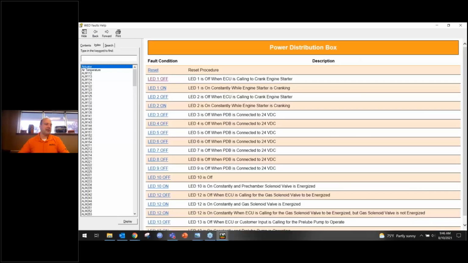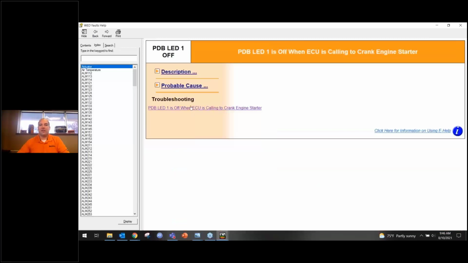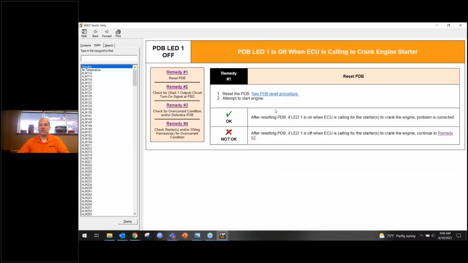But then the other one that we wanted to look at is the power distribution box. Within the power distribution box, remember, we've got the ones that have that series of lights that are in there. Well, when should they be on and when should they be off? In this case, it says LED 1 should be off when the ECU is calling to crank the engine starter. It should be on when it is actually cranking. So here's our quick little troubleshooting to understand how to do that, and if necessary, how to go through the reset procedure for this PDB.